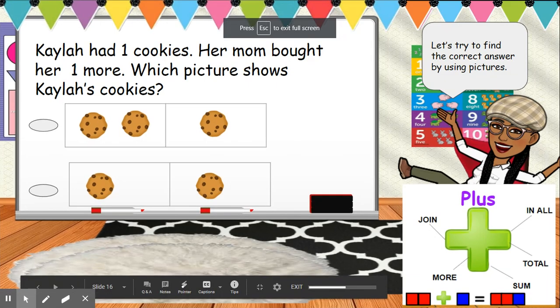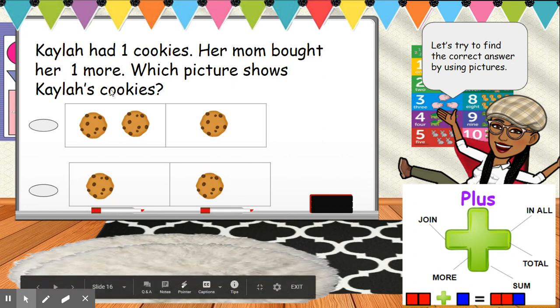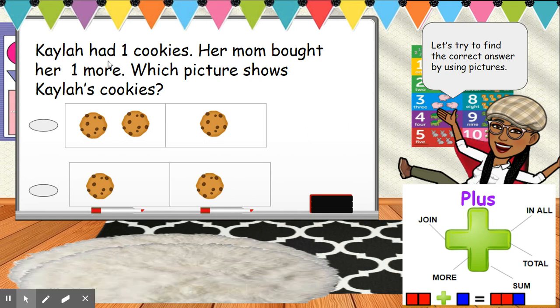Okay, friends, so we're going to work on something that's a little bit harder and a little bit rigorous. And rigorous means you just have to think a little bit more and really pay attention to the details inside of the word problem. Okay? All right, so let's read. Kayla had one cookie. Her mom bought her one more. Which picture shows Kayla's cookies?